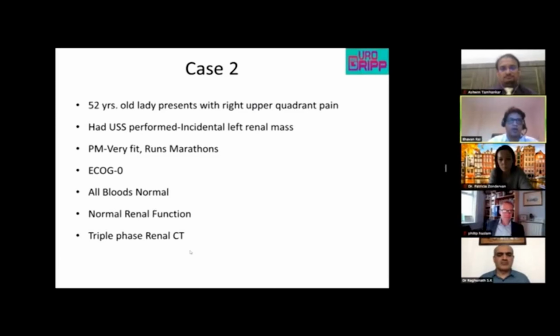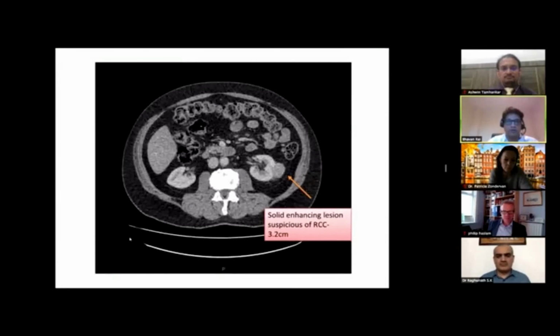So the first one is a very fit 52-year-old lady who had an incidental finding of a left renal mass, and she was actually investigated for right upper quadrant pain. So this renal mass is unrelated to this. She's fit, she runs marathons, she's got an ECOG status of 0, her contralateral kidney is normal, she doesn't have any risk factors otherwise, and her bloods are normal. She's got a triple phase renal CT scan. Again, we don't have all the slides here. Phil, would you like to comment on this?